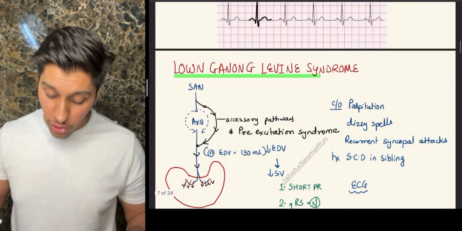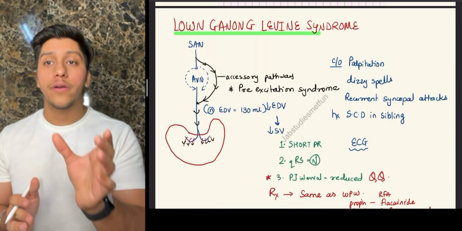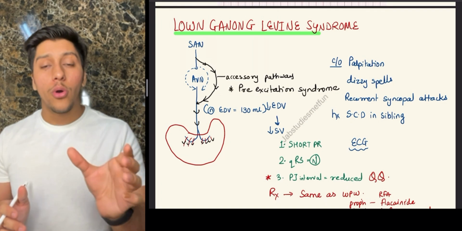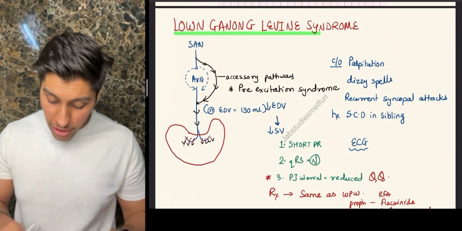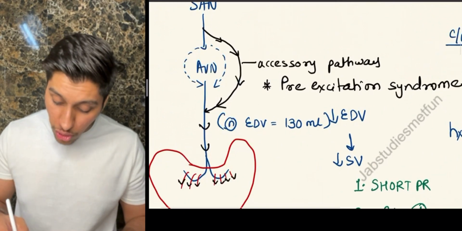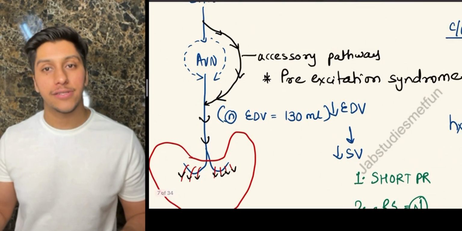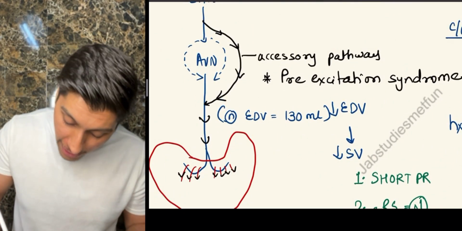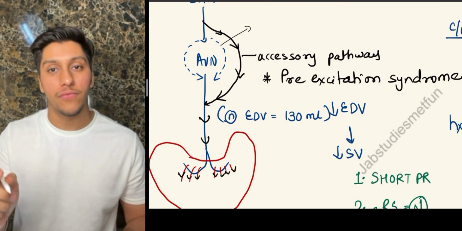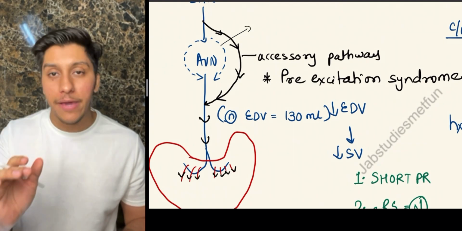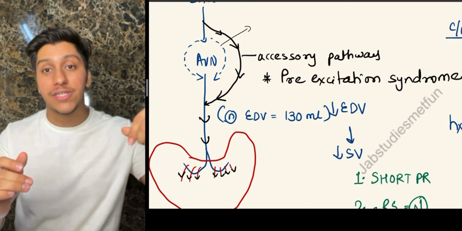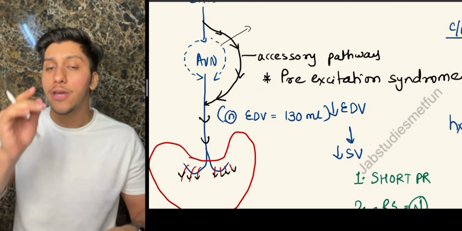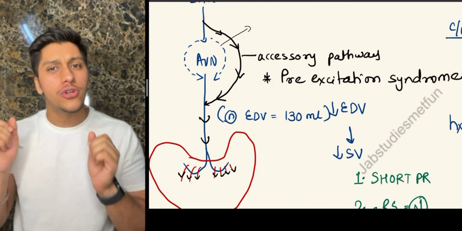Next condition, guys, is a similar condition, Lown-Ganong-Levine syndrome. In Lown-Ganong-Levine syndrome, you also have an accessory pathway. But this time, notice one thing. The accessory pathway is not directly going into the intermyocytes. Over here, it is bypassing the AV node, so the nodal delay is getting bypassed, due to which your PR interval is going to be reduced. Why? Because heart rate, which is increasing, is inversely proportional to the PR interval. So the PR interval is going to be small.